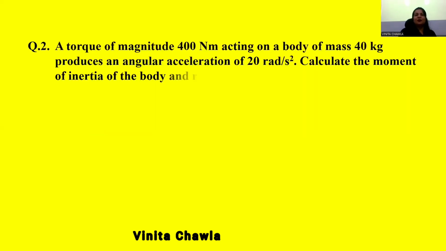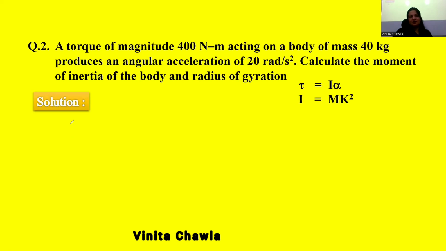Question number 2. A torque of magnitude 400 Newton meter is acting on a body of mass 40 kg. So torque is given, mass of the body is given. It produces an angular acceleration of 20 radian per second square. Alpha is given. We have to find the moment of inertia, means I, and the radius of gyration. I is torque by alpha. Torque कितना है? 400 Newton meter. Alpha is 20 radian per second square. It's 20 kilogram meter square.